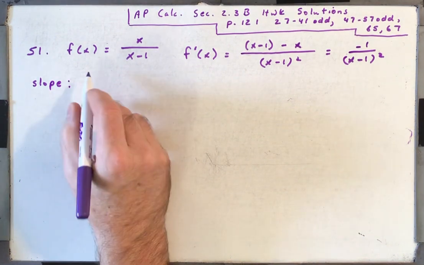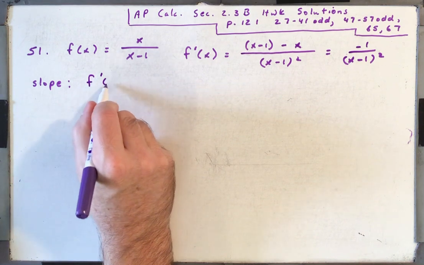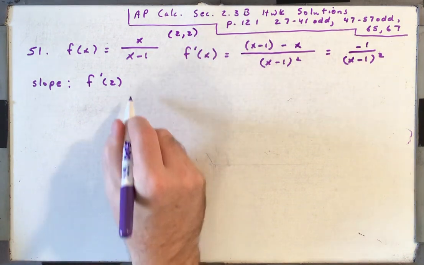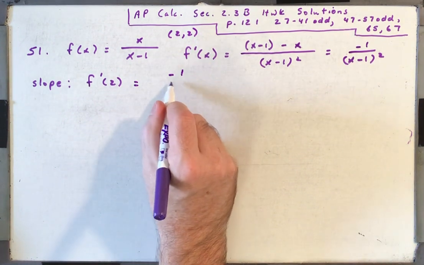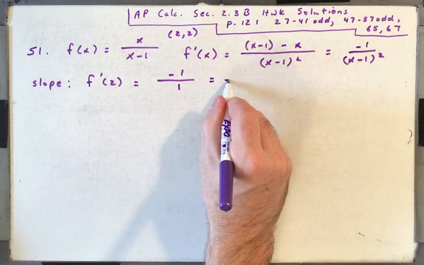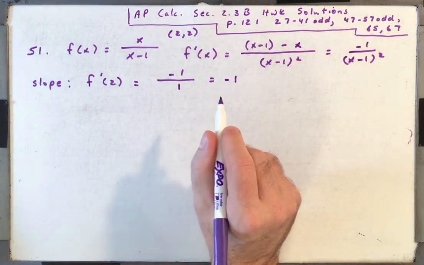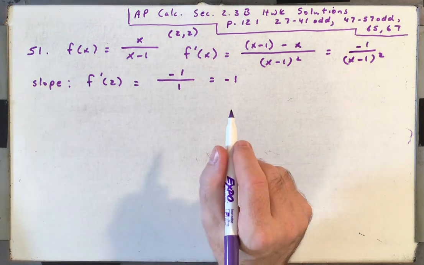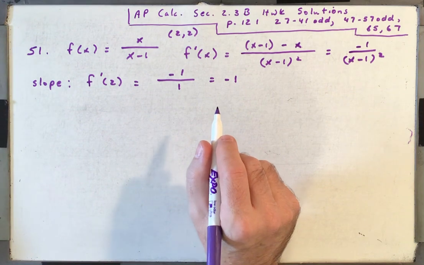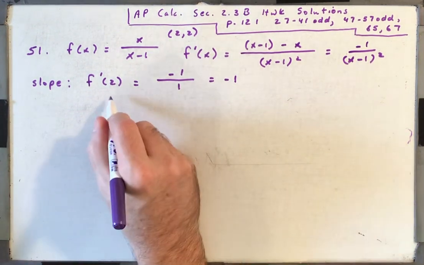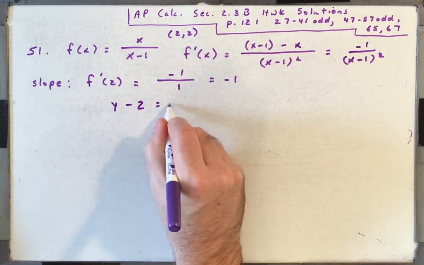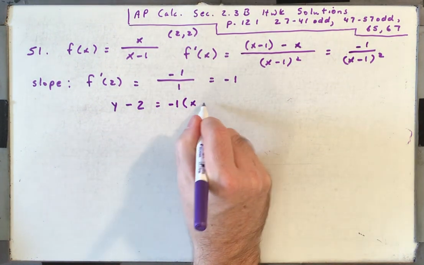That's going to be f prime at 2, right? We're going to plug in that 2 value for x because the point is (2, 2). And that's going to be -1 over (2 minus 1) squared, over 1. So the slope is indeed -1. Okay, so now we're going to put it in the tangent line equation. So that's going to be y minus 2 is equal to the slope -1 times (x minus 2).